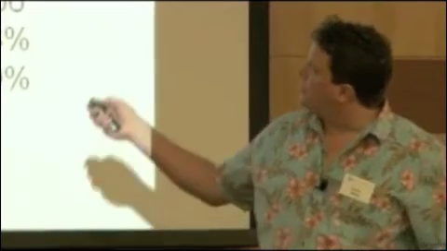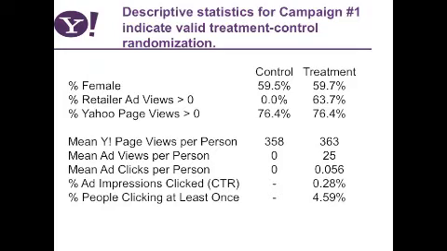We checked to make sure that the treatment and control groups looked similar, almost exactly the same percentage female, exactly the same percentage who saw at least one Yahoo page view during the 2 weeks. Of course, the control group is seeing 0% of the ads, whereas 64% in the treatment group are seeing ads. Click-through rate on this ad campaign was 0.3%, which translates to a 4.6% clicker rate. 4.6% of the individuals in the treatment group clicked at least one ad during 14 days. I'm going to skip over these.